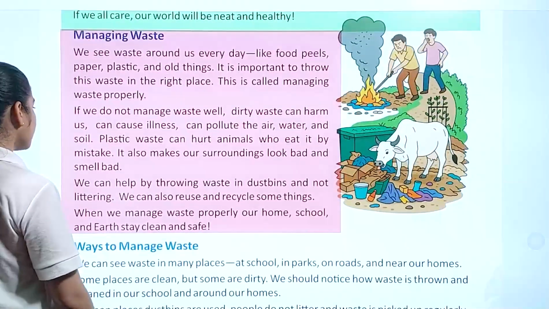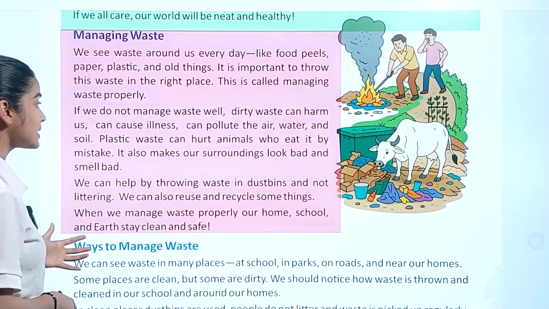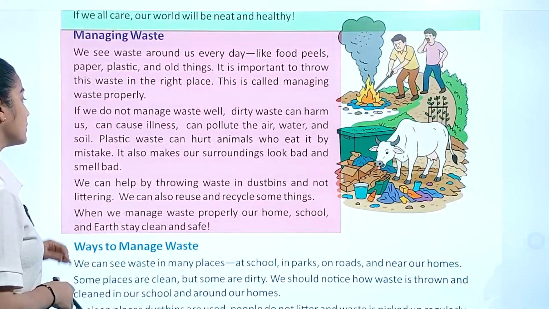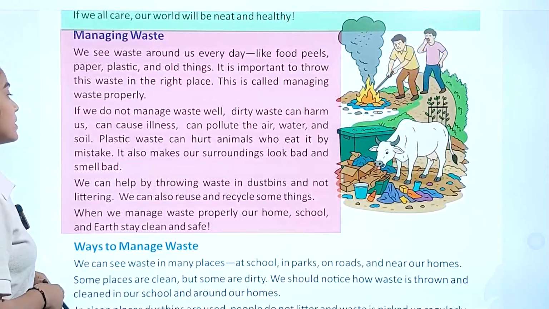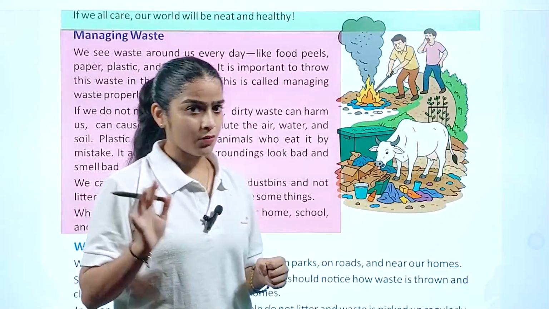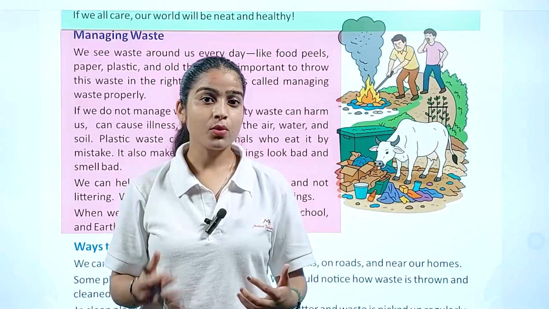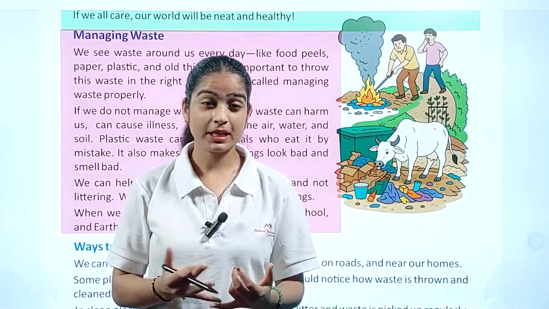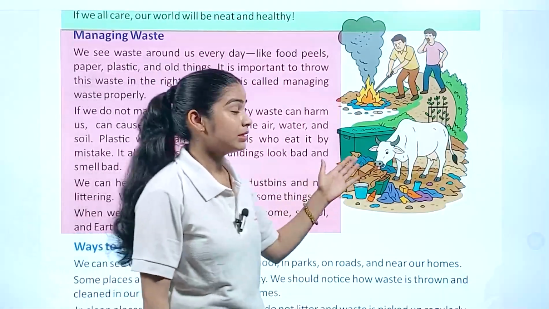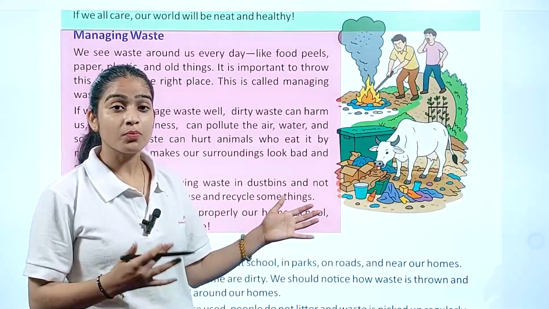Next, if we do not manage waste well, dirty waste can harm us, can cause illness, and can pollute the air, water, and soil. Plastic waste can hurt animals who eat it by mistake. It also makes our surroundings look bad and smell bad. So when we throw our garbage on roads, anywhere we want, it will cause illness, bad smell, and more diseases, and further, if an animal like a cow eats it by mistake, it will also disturb milk production.